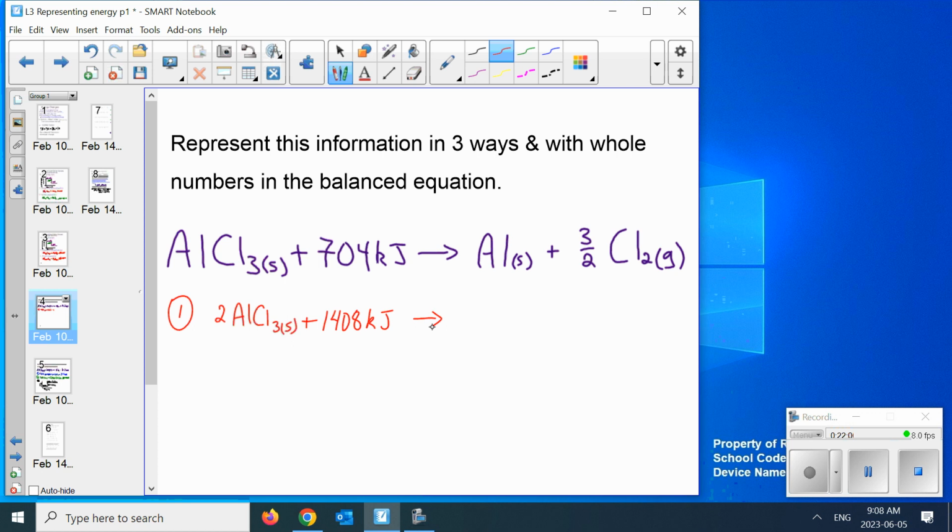Notice that the energy on this one is on the opposite side. Part of the reaction. This reaction requires energy. It's not going to give off energy. If this happened in a test tube, the tube would actually draw in the energy. To get rid of the fraction, 3 halves times 2 is 3.